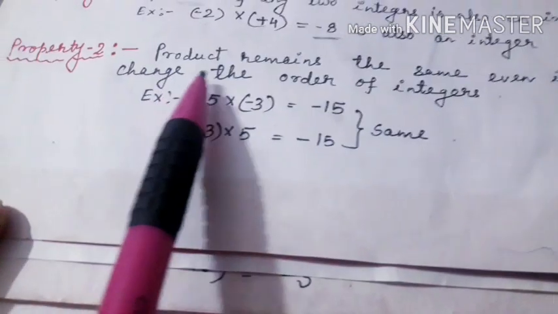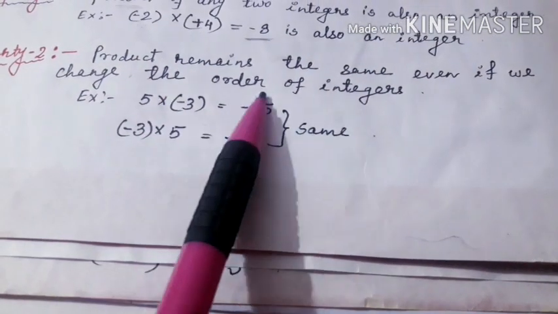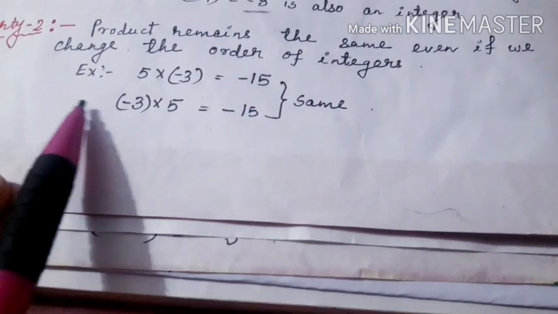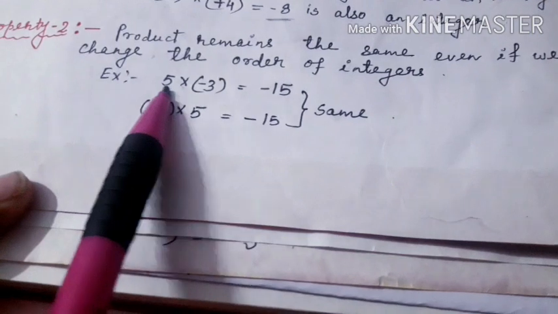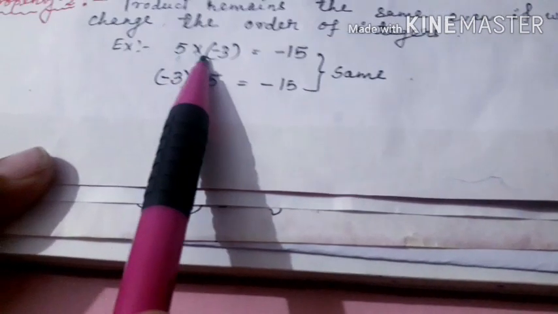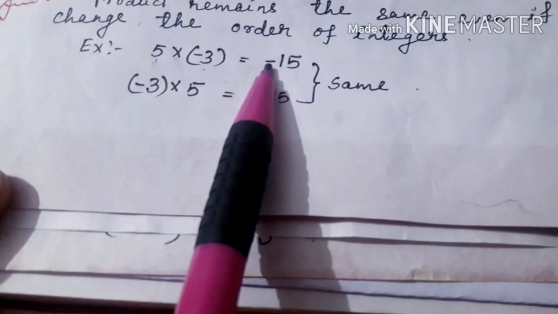Second property, product remains the same even if we change the order of integers. Okay, product remains the same. Suppose we take one example, 5 and minus 3. First we multiply 5 into minus 3. That means plus into minus, we will get minus. 5 3s are 15, minus 15.